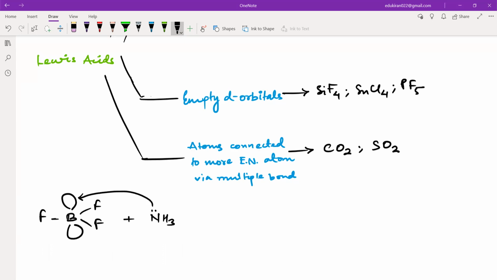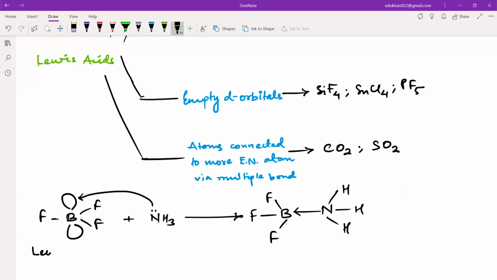empty p orbital here, and you are going to get a molecule which is something like this, in which we have boron connected to 3 fluorines, and there is a coordinate bond in which the nitrogen is completely giving the electrons to boron, and it is also sharing it, right? So first of all, it is donating and then it is sharing. So this is a reaction in which, since it is accepting electrons, BF3 is the Lewis acid, NH3 is the Lewis base.